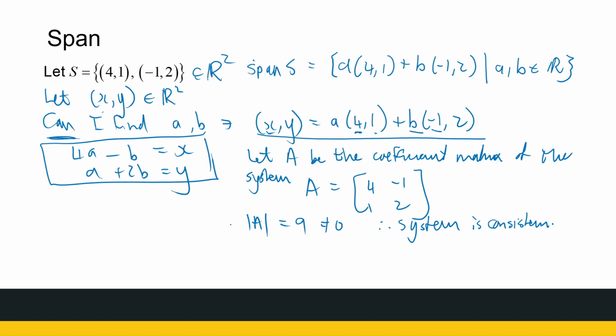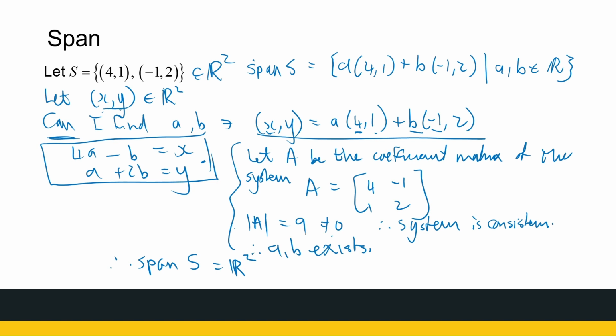So my knowledge on systems of linear equations tells me something about solutions of the system. So this means I can find an A and B. Therefore, A and B exist. I can find them. It doesn't matter what they are, but I can find them. And therefore, I can say that the span of this set S is the whole of R2.